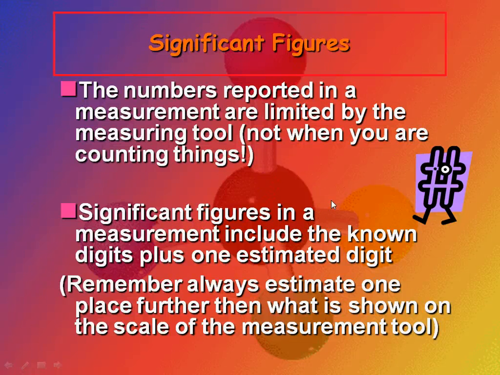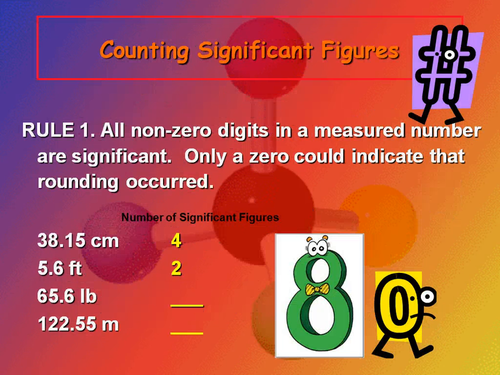Hi, advanced students. So we're going to take the concept of significant figures a step further with your class. And if you remember, we did the metric measuring refresher to show you how to measure and to show you why we need to estimate one place further than our last known mark. So just to refresh here, the numbers reported in a measurement are not limited by the measuring tool, not when you are counting things. Significant figures in a measurement include the known digits plus one estimated digit. Remember, always estimate one place further than what is shown on the scale of the measurement tool.